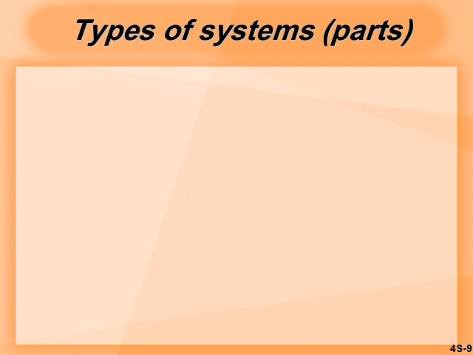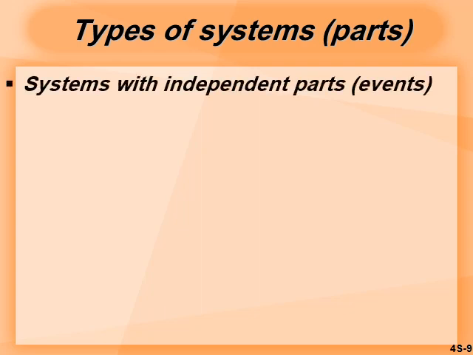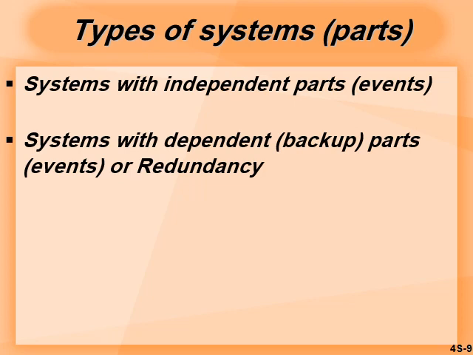What are the different types of systems? We have different types: a system that consists of independent parts, a system that consists of dependent parts or events, or systems with backup parts or events, what we call redundancy, as we will define it sometimes later.